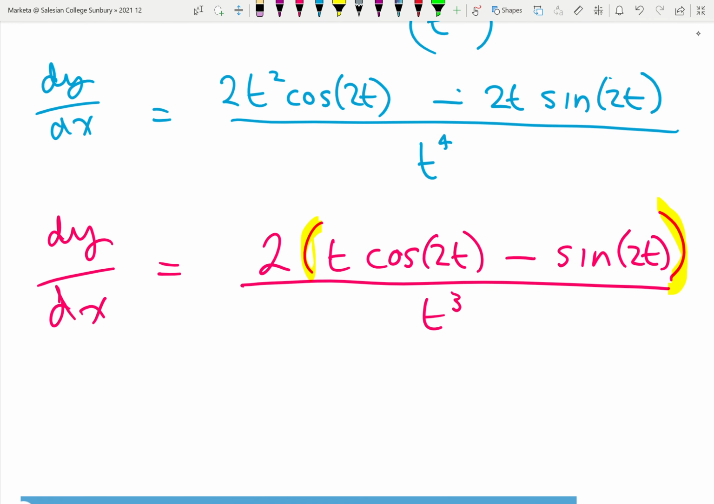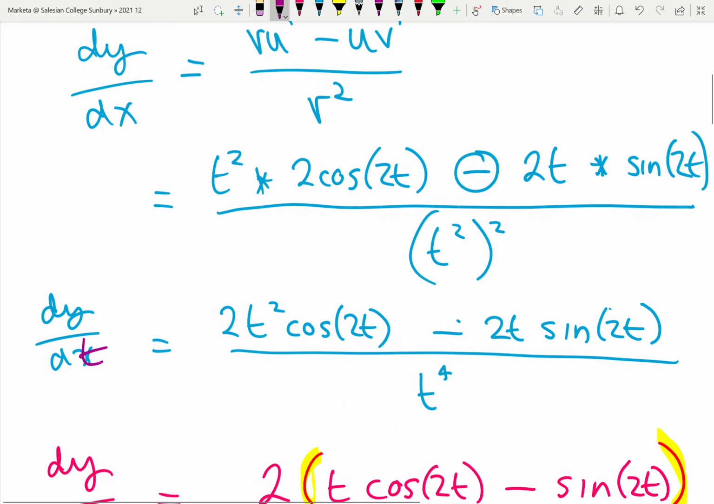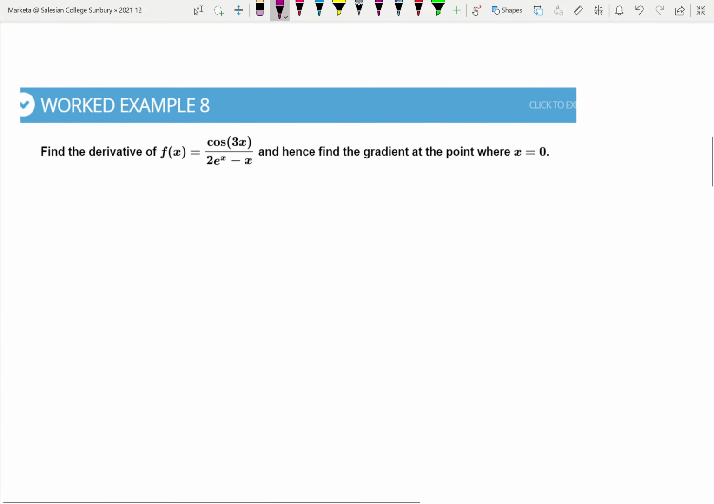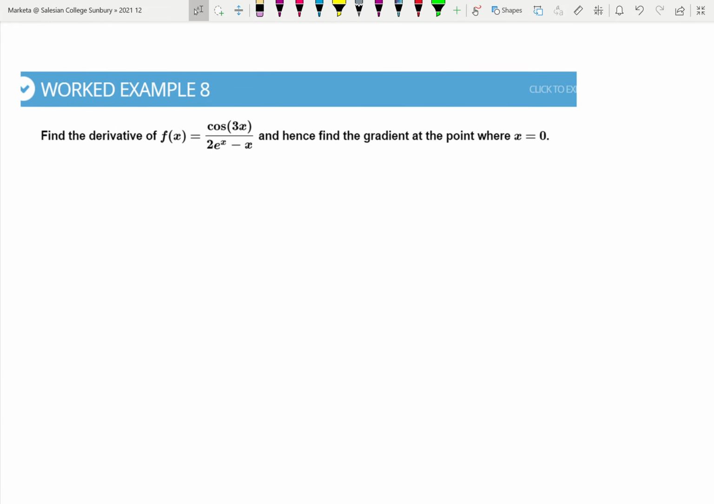And actually, I should call this dy over dt. It's certainly not x, because, well, there is no x. So that's more like it. Okay, let's see. Next, find the derivative of f of x, and hence the gradient at where the x is 0. All right, so let's do that.